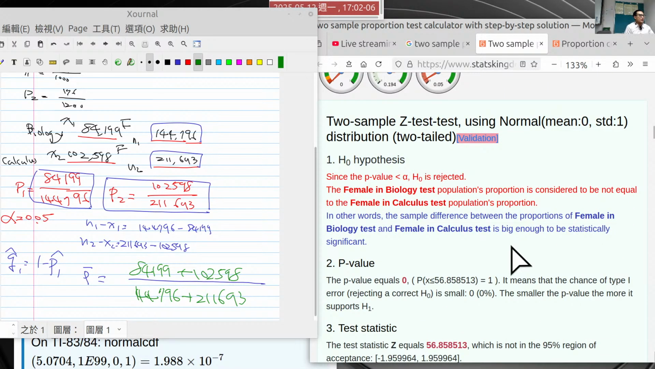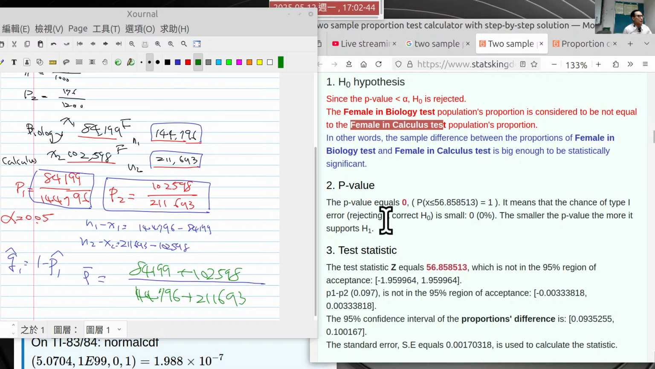Okay, the conclusion is since the p-value is smaller than 0.05, the null hypothesis is rejected. The female proportion in the biology test population is considered not equal to that in the calculus test. And the following is the calculation and the evidence. In other words, the sample difference between the proportion of females in the biology test and in the calculus test is big enough to be statistically significant. The p-value is equal to 0, very small. It means that the chance of a type 1 error is small, 0%.